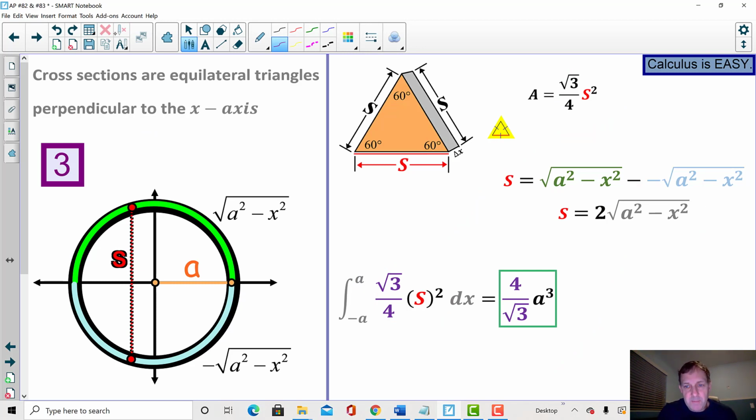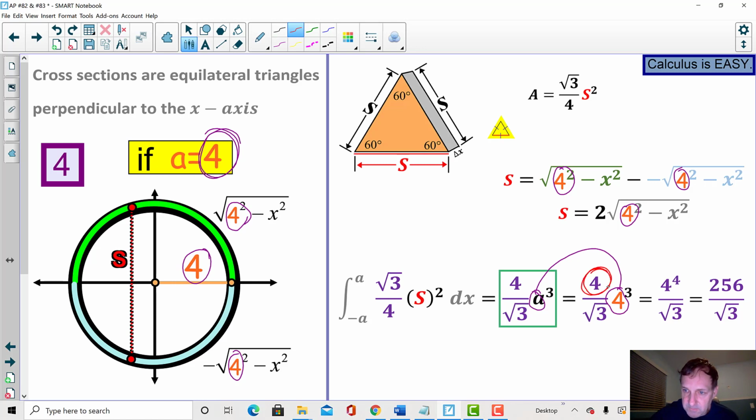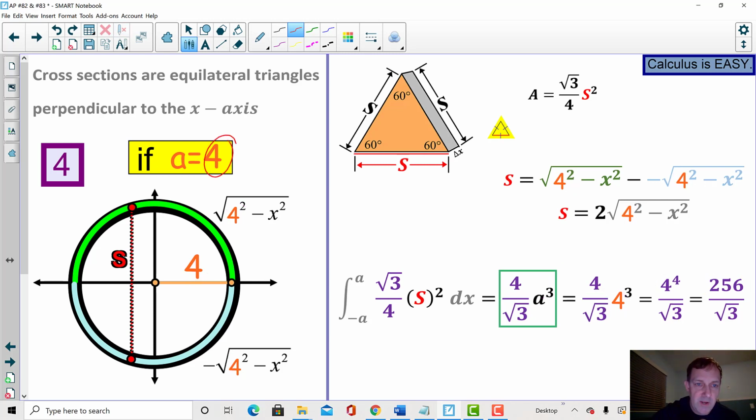Now, what if we used a number instead of just a? What if we use an actual radius? So for this one, we're going to use a radius of 4. If our a was 4, all you have to do is put the 4 for the a everywhere. So if we replace all the a's with 4s, then our final answer, instead of having an a to the third, is going to have a 4 to the third, and it's next to this 4, so now it's 4 to the fourth. Well, 4 to the fourth is 256. So that's how that would be different if you actually had a number for the radius instead of just the letter A.